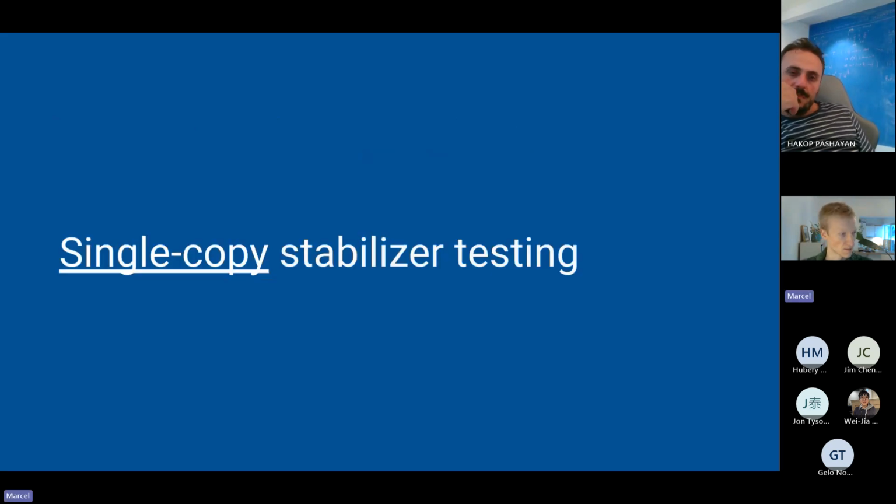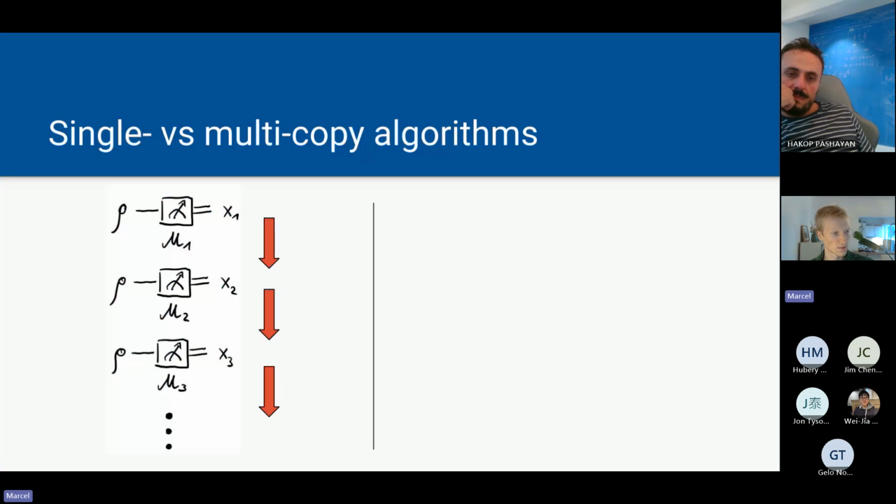Basically, a single copy algorithm, the way that it processes inside the algorithm is as follows. You get a fresh copy of your state, and immediately you make some measurement M1 on it, and you get some outcome. And then you do the same thing again. You get a new copy, you make a measurement on it, get an outcome, and so forth. And then maybe in each of these arrows here, I'm hiding some processing that you could be doing on the outcomes obtained so far.